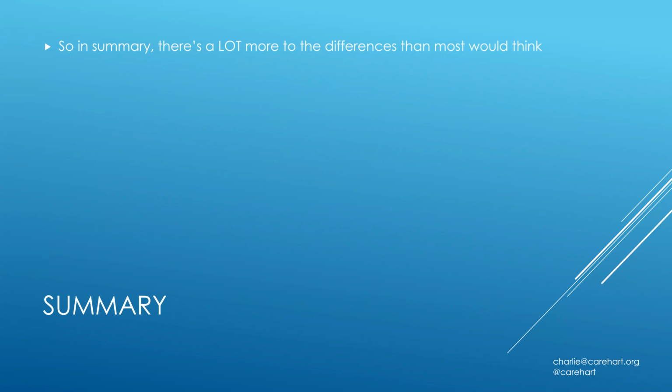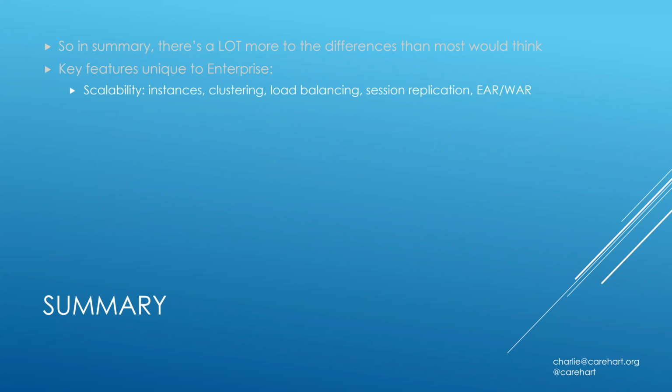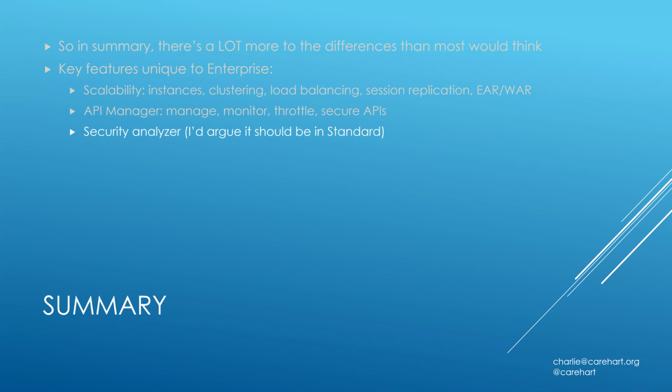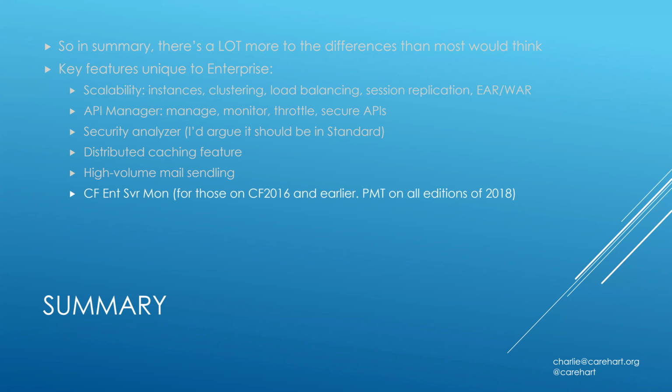All right, in summary, sorry, we're just a few minutes over. There's a lot more to the differences than most would think, right? That was my point. And the key features that are unique to enterprise are mostly scalability from clustering, load balancing, session replication, the EAR/WAR deployment, the API manager and all of its abilities, the security code analyzer, which I still think should be in standard, the distributed caching feature, the high volume mail sending, the server monitor if you're on CF 2016 or earlier. If you want that, you have to be on enterprise. Fortunately, that's been fixed in 2018 with PMT. And of course, FusionReactor and CFSummit work on both editions of ColdFusion. They don't care. And then these DB drivers that I've mentioned a couple times, and the cluster support for WebSockets.